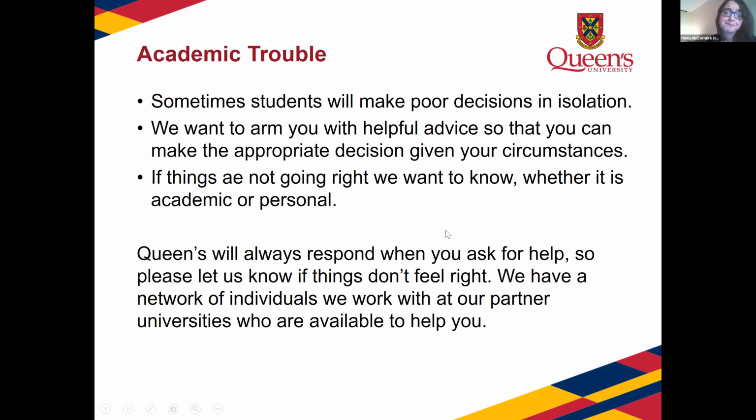Now, sometimes students do have a bit of difficulty when they are in a new environment, as Arunima was mentioning. And we just want to make a quick note about reaching out for support if you feel like you're in a bit of trouble. We don't want you to make a poor decision if you're on your own or if you're feeling isolated. We really want to arm you with helpful advice so that you can make good decisions in your circumstances. And we know that you've got those skill sets and capabilities. We just want you to know you've got the support system too to make those decisions.